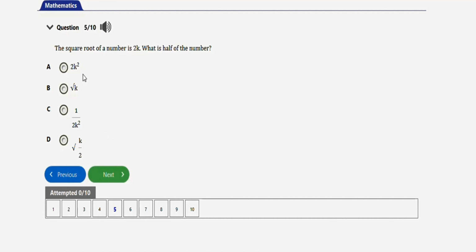Next question. It says the square root of a number is 2k. What is half of the number? Now guys, for this question you don't basically need a calculator to solve it. For the number whose square root is 2k, that number is basically 4k square. So half of 4k square will give you 2k square. The right option here is option A. This one is simple logic. Okay, so that's for this question. Let's go to question 6.